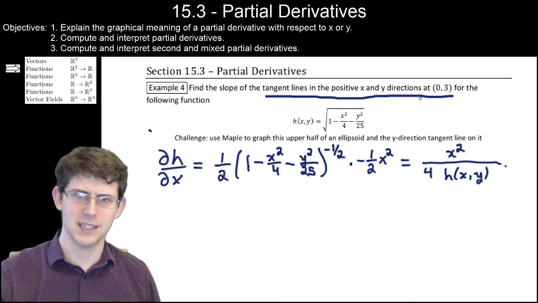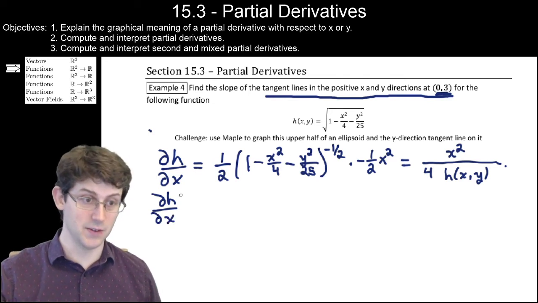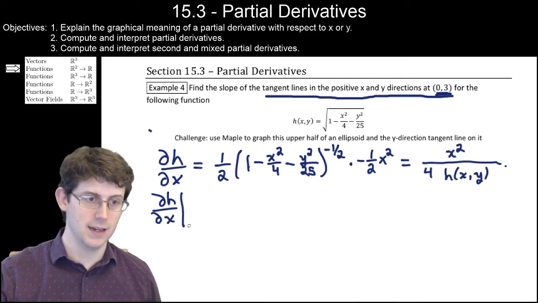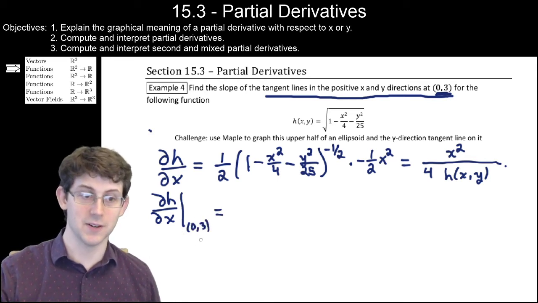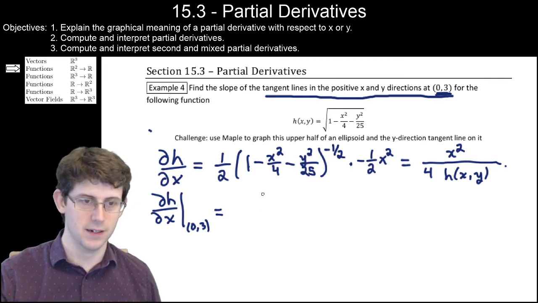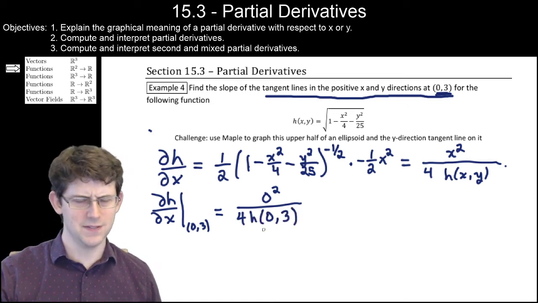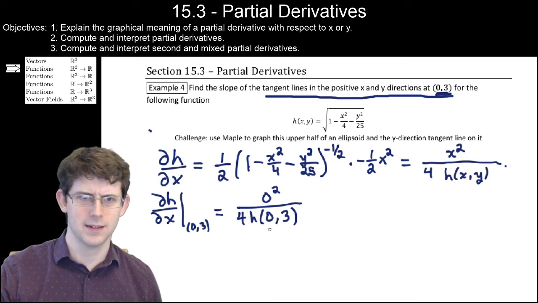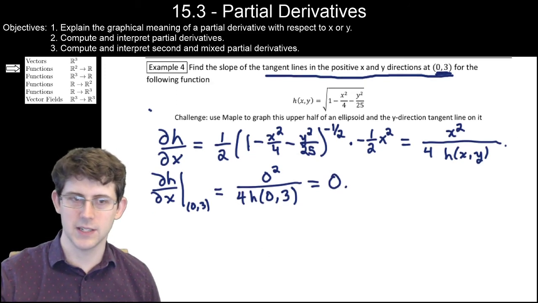Now, hang on. It actually says we want the derivative at 0, 3. I don't know if you're familiar with the notation for how to plug something into the derivative, but you use a big vertical bar, and you put what you're plugging in here. And then you just drop 0 and 3 into the answer. So we'll get 0 squared over 4h of 0, 3. H of 0, 3 is not 0, so we're going to have 0 over some number, so this comes out to 0. Okay, then let's do the second part.